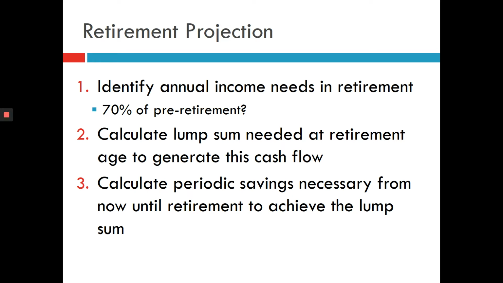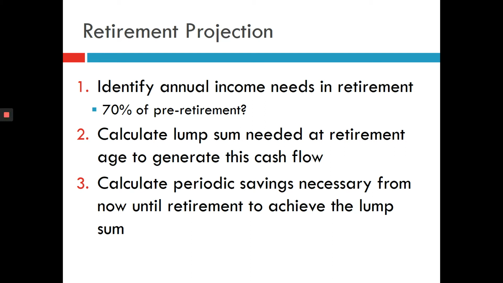And it is very important to understand how the mathematics work so that when you want to change the variables, you understand what you're doing. So doing a retirement projection is a three-step process. Step one, we identify how much money we're going to need on an annual basis. So once we're retired, how much income will I need?